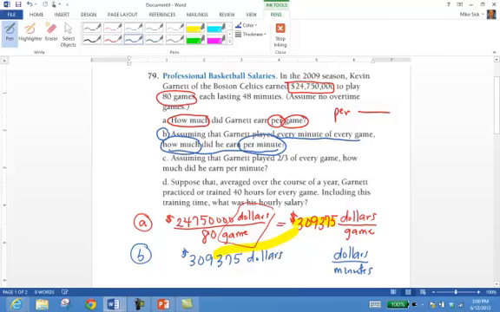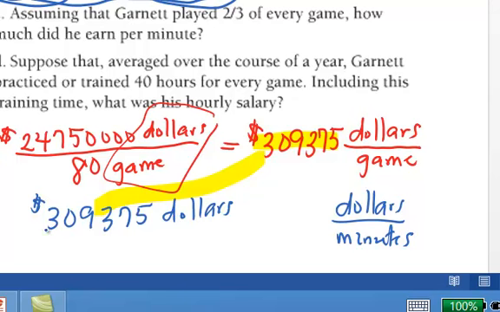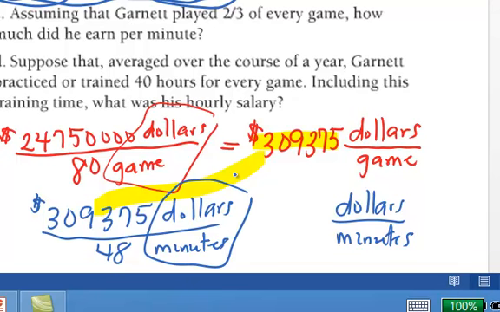And how many minutes did he play? 48 minutes. I'm putting that in yellow up here at the top. So he did 48 minutes. I want dollars per minute. So if I put 48 minutes at the bottom, with the line between the dollars and the minutes, I've got the dollars per minute straightened out right there. So I just divide $309,375 by 48 minutes. And if you do the math on that, you get $6,445.31. Just round off to the nearest dollars and cents since we're talking about money.